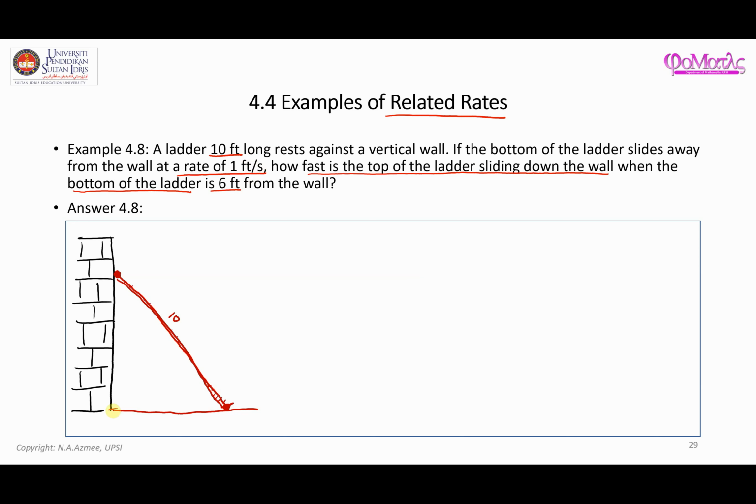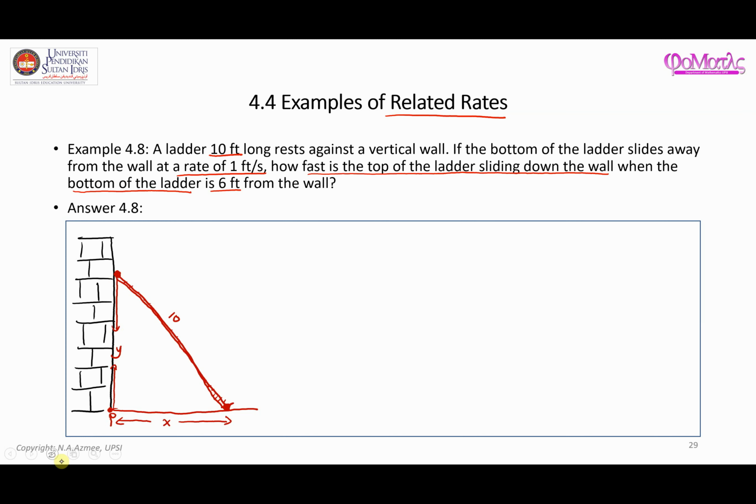Next you can consider the distance from this point to the bottom of the ladder. Maybe we can call this point P. So the distance from P to the bottom of the ladder can be given by x. So x is this one. The same thing can be said for this one, so the distance here will be represented by y.